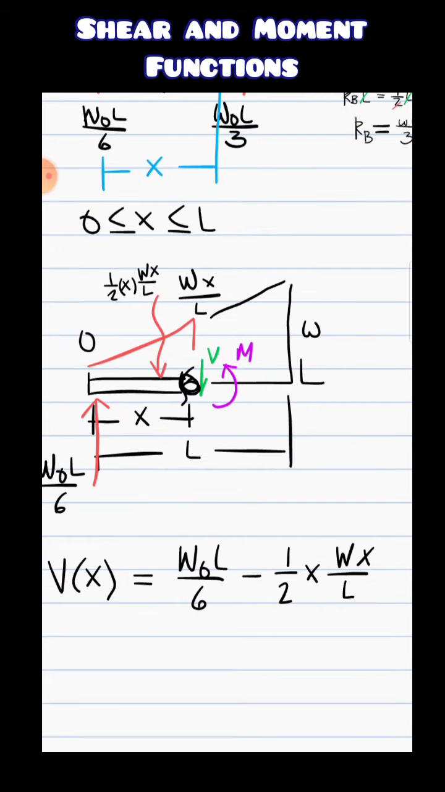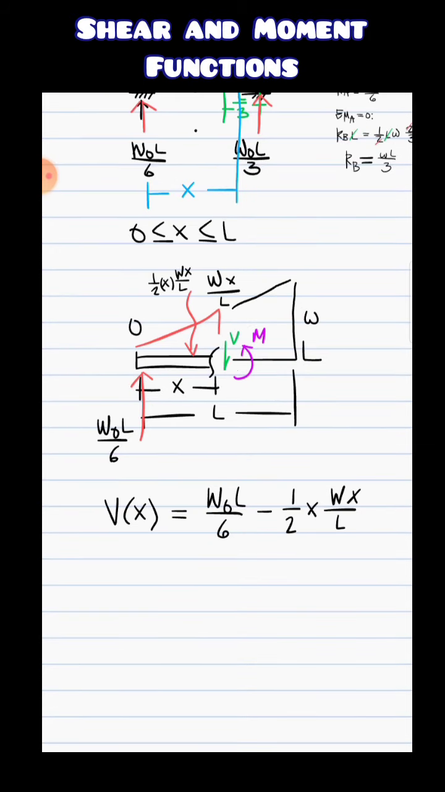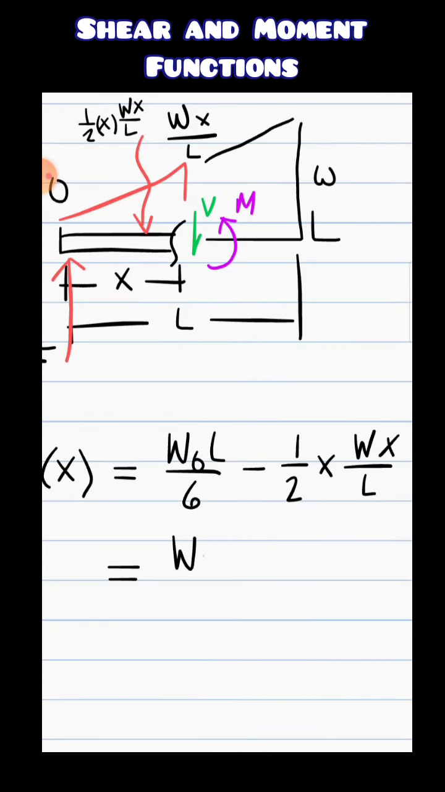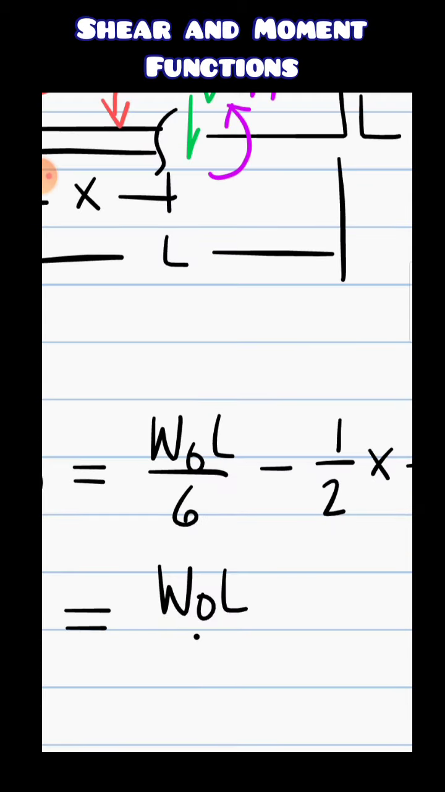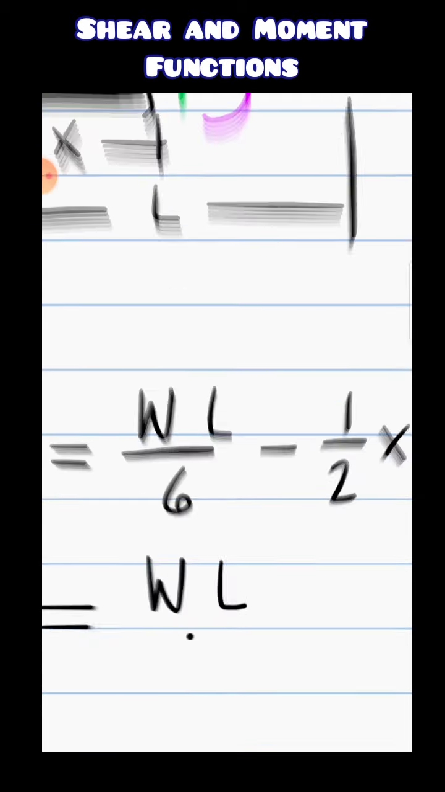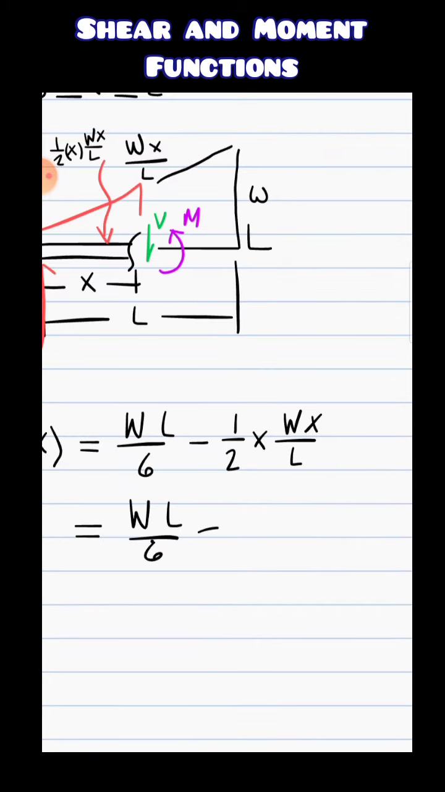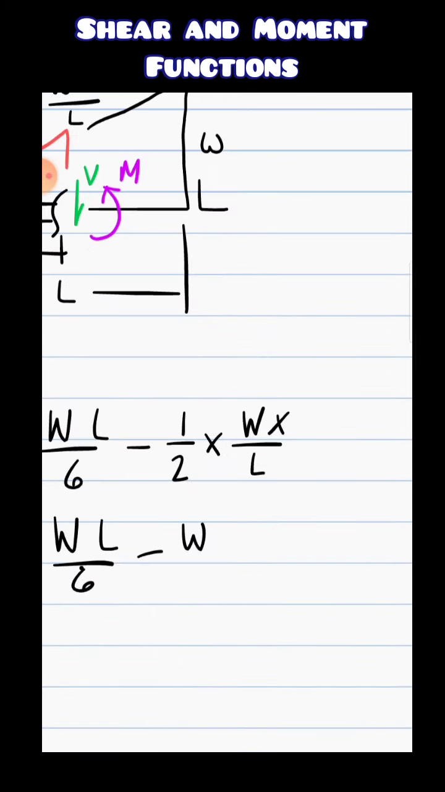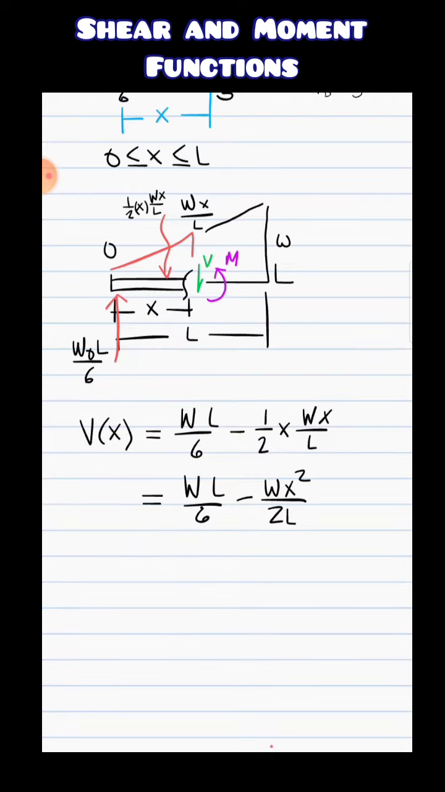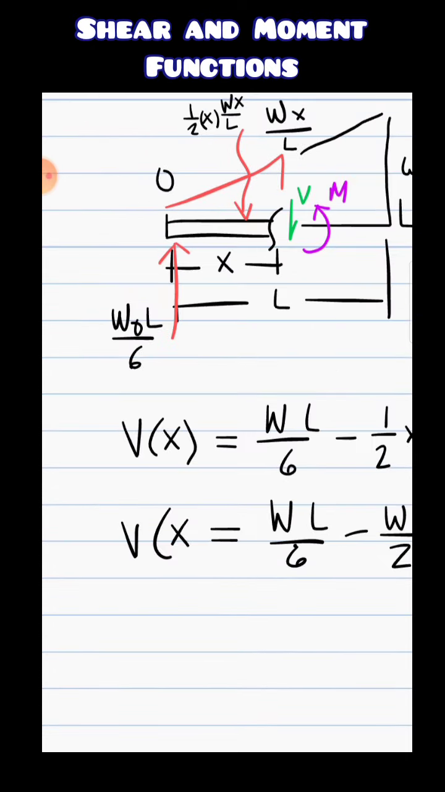Again, take this as your point. Whatever force is opposite to the direction of your shear, just like this load, take that as positive on the opposite side. This is our shear right here. This is opposite, so let's make that positive. And this is along with our force. They're all downwards, so take that as negative. Simplifying it, we'll get WL over 6 minus, for this one, WX squared over 2L. And this is now our shear equation.